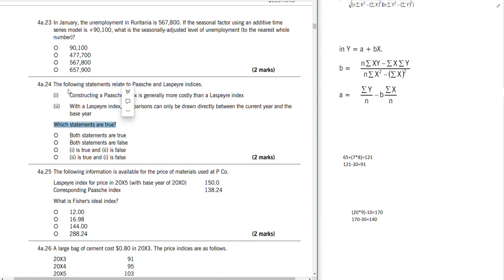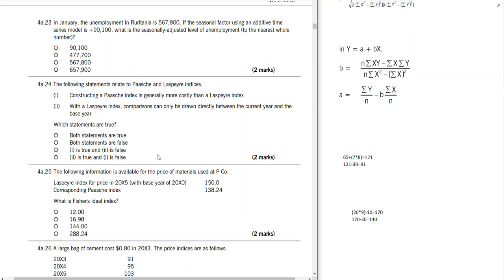Which statement is true? The following statements relate to Paasche and Laspeyres indices. Constructing a Paasche index is generally more costly than a Laspeyres. Yeah, because you need the latest data in Paasche. In Laspeyres, you use the old data as base. If you don't understand this, go back to indices in the previous topic that I explained.